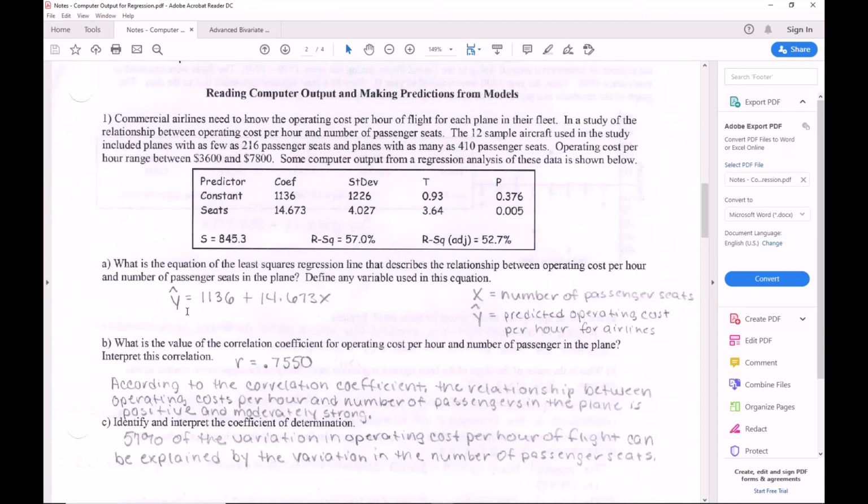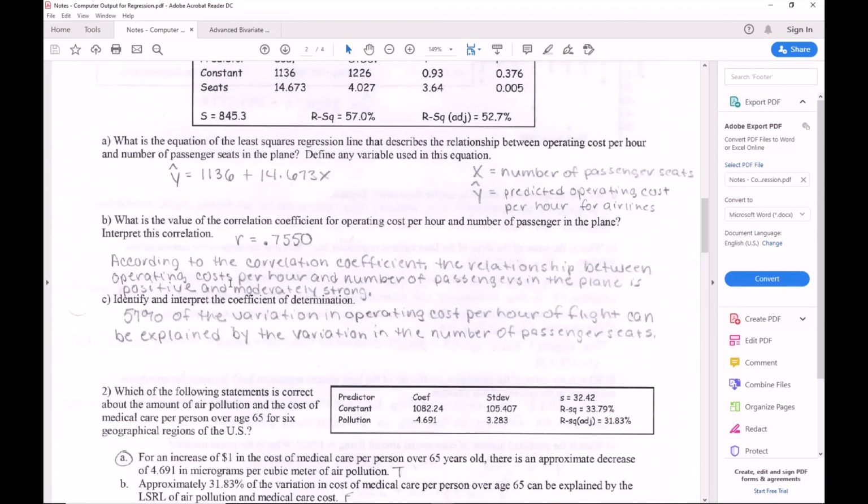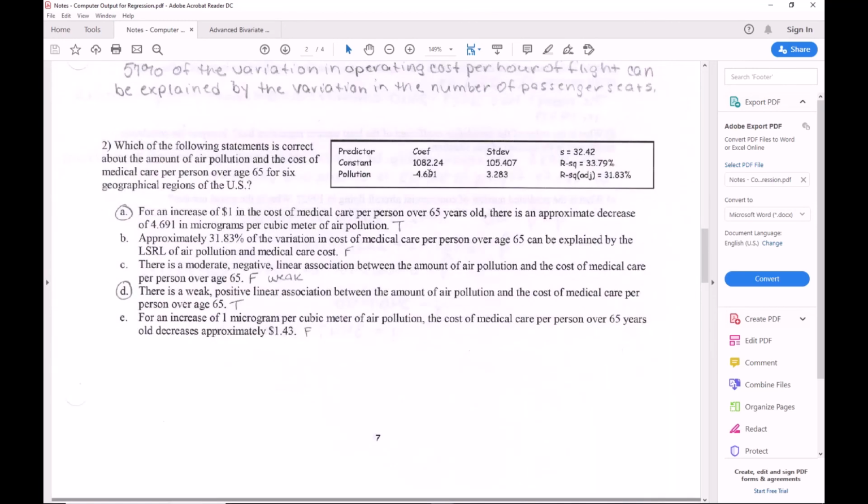So you can see for this one, I used y hat as predicted operating costs per hour for airlines. X is the number of passengers. That's all listed up in the scenario here. And I got these numbers. Here's A, here's B. All right. And I pulled this out, took the square root of it, and got R. Then I defined what the coefficient of determination was. So there's a lot of this. Here's 2. It's the same kind of thing for a different scenario.